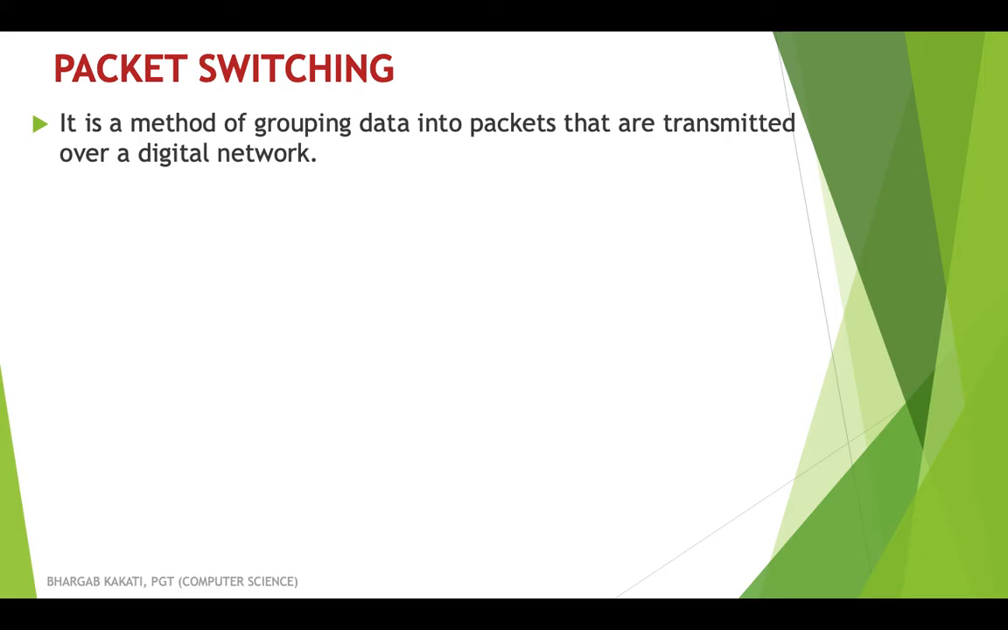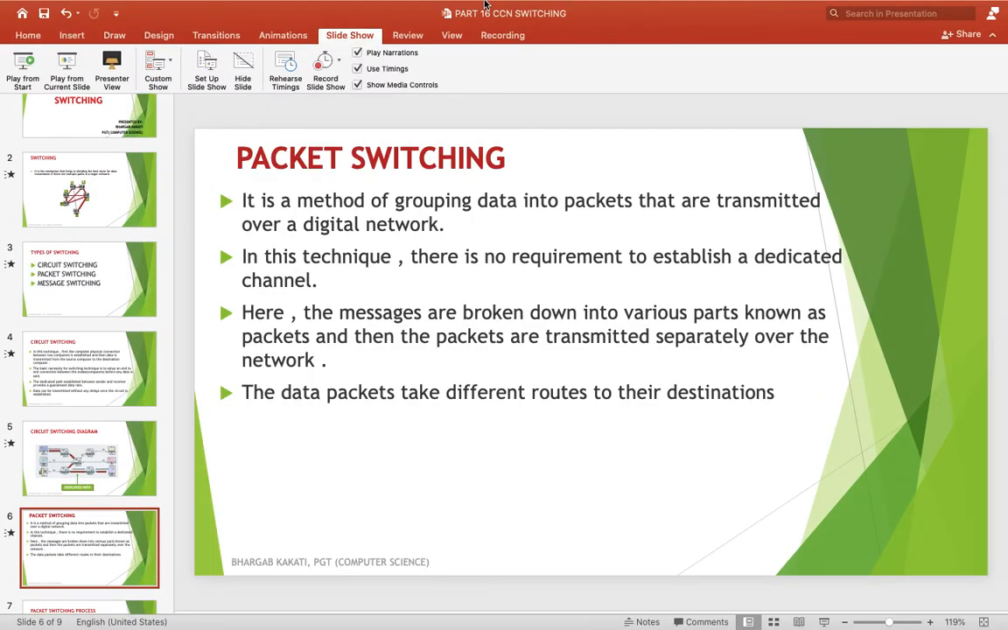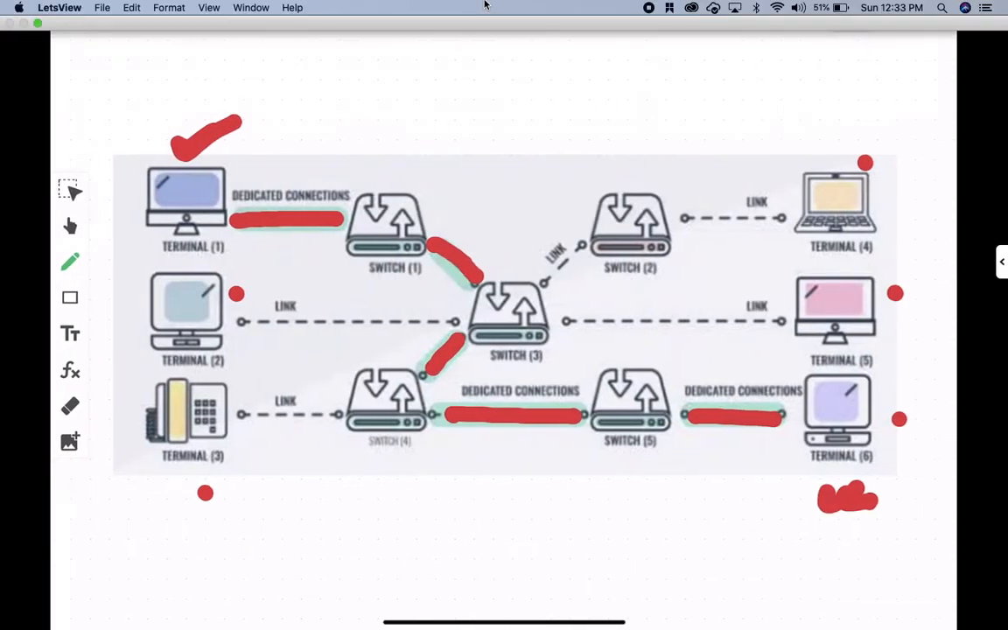Now let's go to the next type of switching, which is packet switching. In packet switching, what happens? It is a method of grouping data into packets that are transmitted over a digital network. The entire data is divided into certain fragments, and these fragments are known as packets. So the data is fragmented into different parts. Let me help you understand with a diagram.